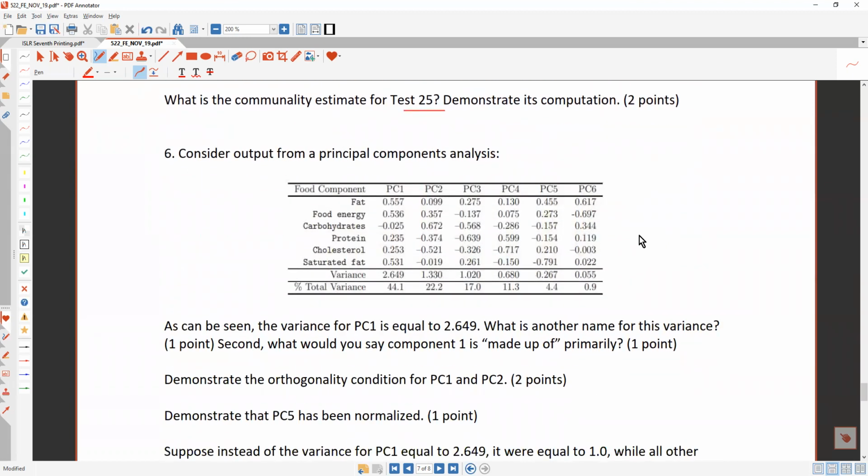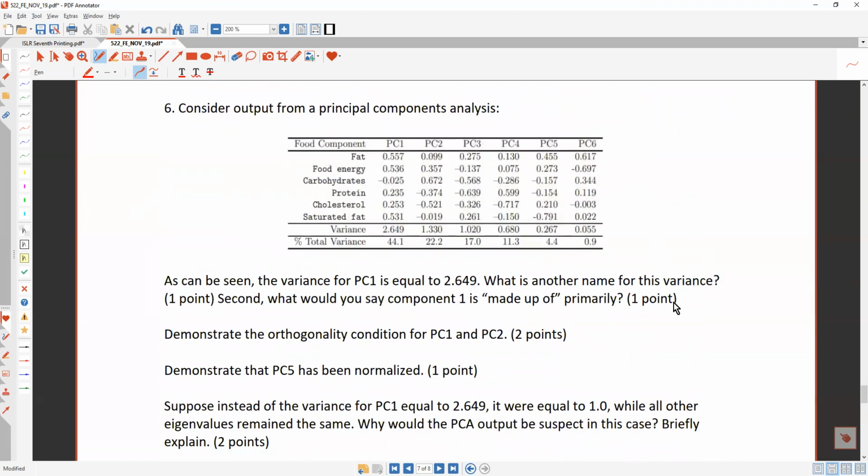There's another principal components analysis. The variance for PC1 is equal to 2.649. What's another name for this variance? Now there, I'm not looking for you to identify what the component is. I'm just saying, if you had to replace this with another name, what would it be? What would you say, the second part, what would you say component 1 is made up of primarily? That's where you're looking at the loadings.